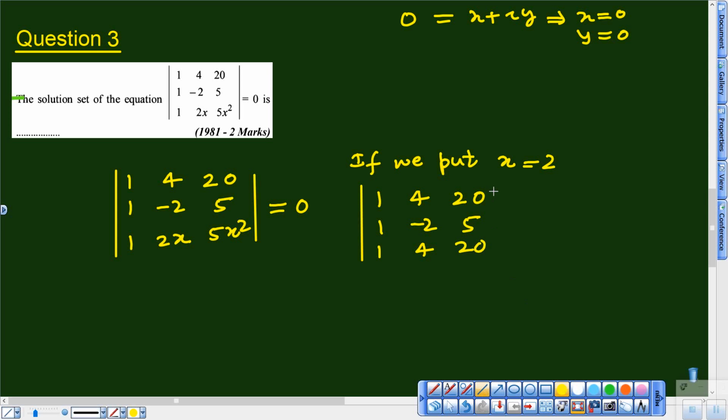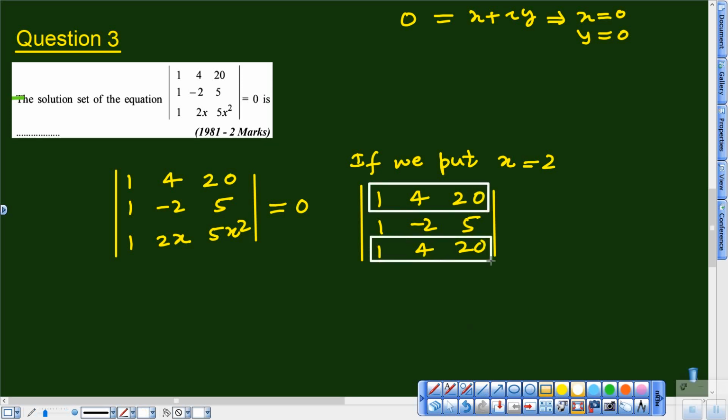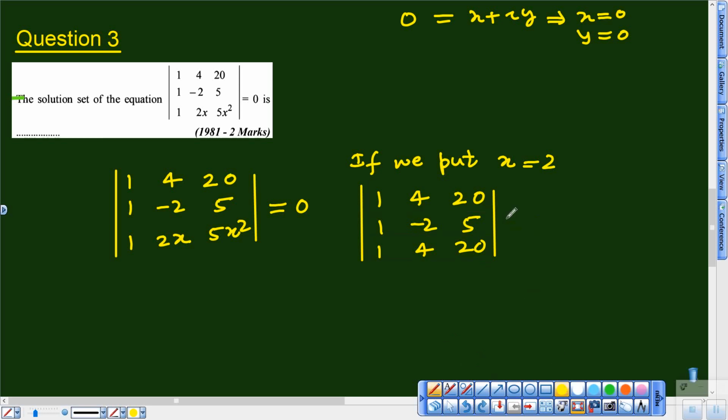Can you see something beautiful here? The first row and third row become identical, and it is one of the properties of the determinant. If any two rows or columns are identical, then the value of the determinant vanishes. That means yes, x is equal to 2 is satisfying the equation represented by the determinant. That's why x is equal to 2 is the root of the equation. Implies that x is equal to 2 is a root.